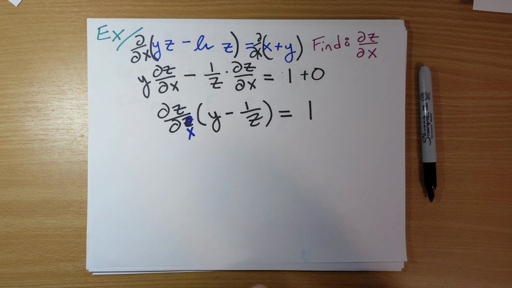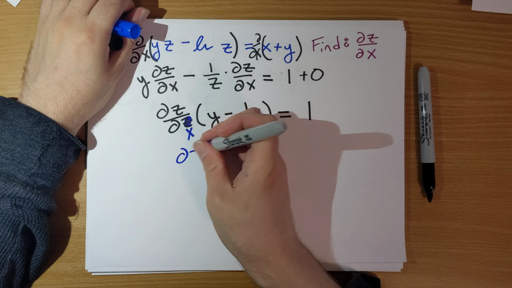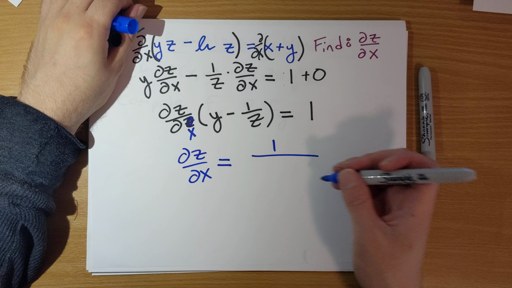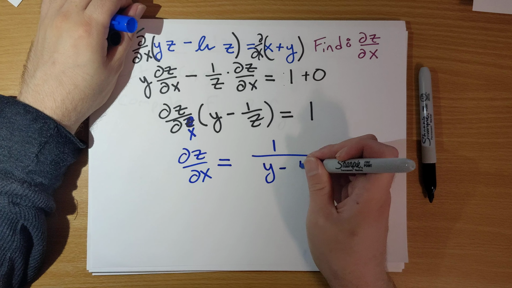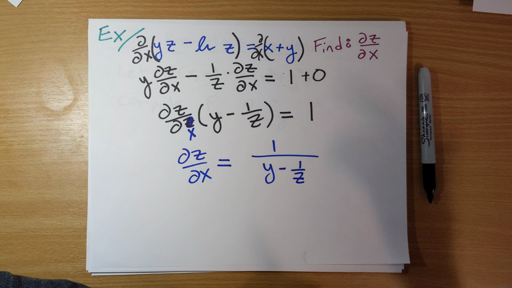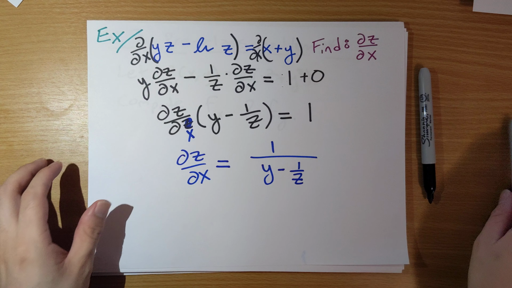Dz, the partial derivative of z with respect to x, times all of this. So dz dx will equal 1 over y minus 1 over z. And so this is our final answer. We can rearrange it if we want to, but this serves as a perfectly good final answer.